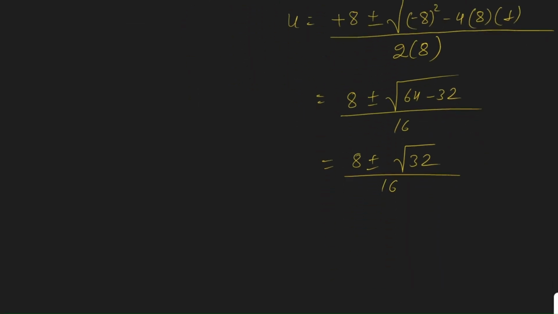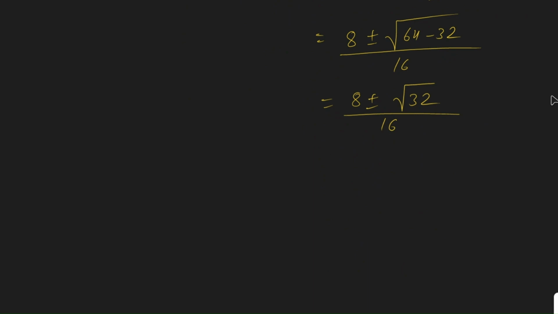Now we know that 32 is 2 raised to the power 5, so 2 raised to the power 4, I can take that out from the square root, and it will be 2 raised to the power 2, which is 4. Then I can take 4 as a factor, which will bring this to 2 plus minus square root of 2 over 4, and root 2 is 1.414, so this will be 2 plus minus 1.414.